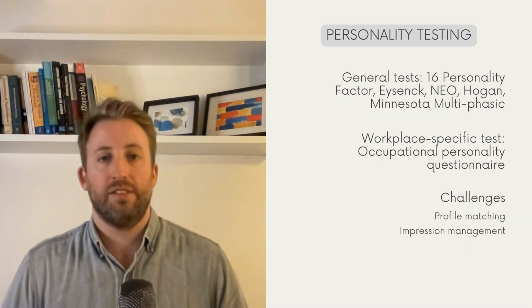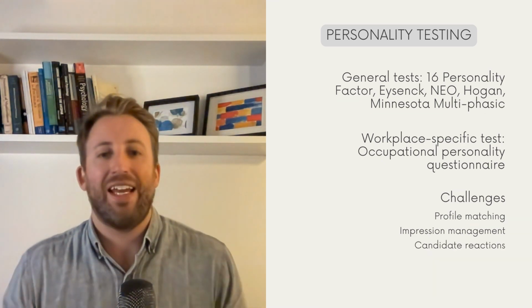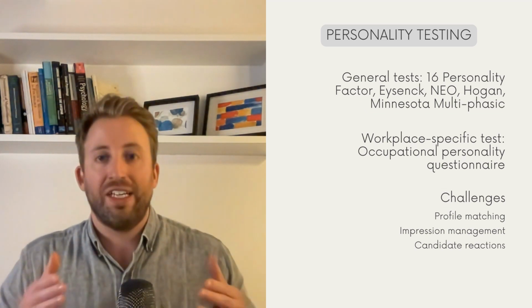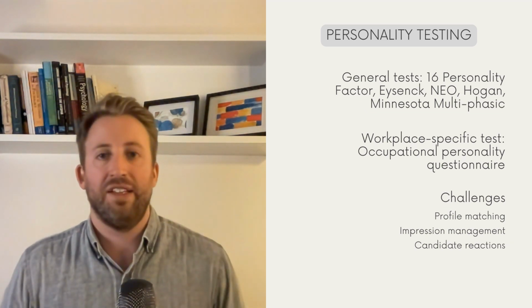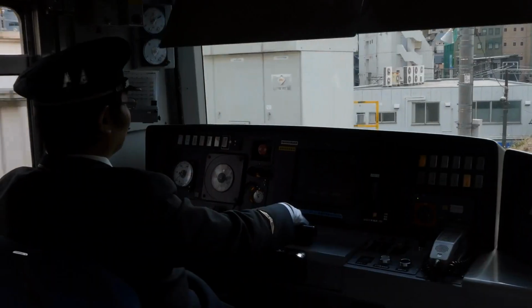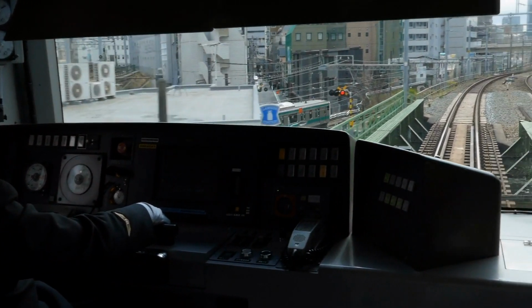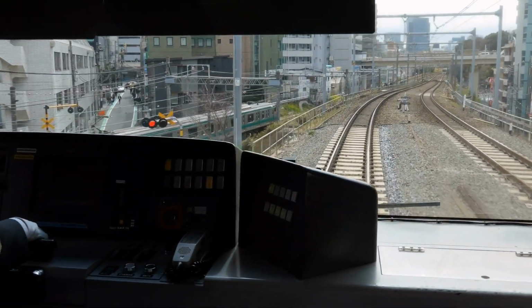A third challenge is candidate reactions. Not everyone likes being put in a box by a questionnaire, especially when those non-work-related questions pop up. It feels intrusive and irrelevant. Some organizations, like Queensland Rail, for example, intentionally sidestep this by cherry-picking the skills relevant to the job. If the job involves driving, they'd focus on risk-taking and impulsivity, since these correlate with driving behavior.